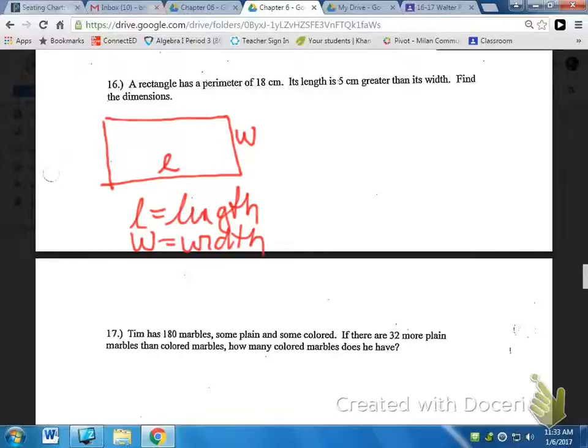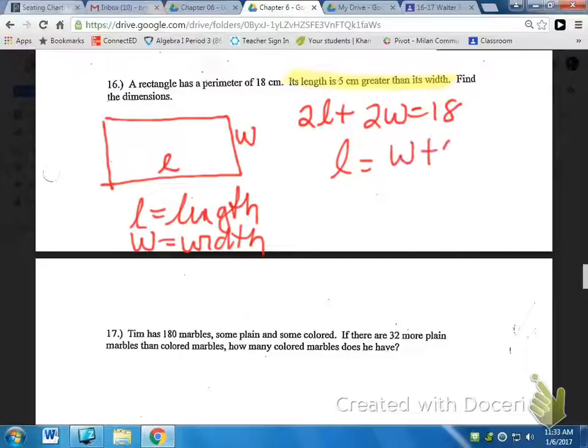The perimeter is 18. Well, that tells me I got to use that formula for perimeter. So 2 lengths plus 2 widths equals 18. That's the perimeter equation. And then the equation about its length is 5 centimeters greater than its width: L equals W plus 5.